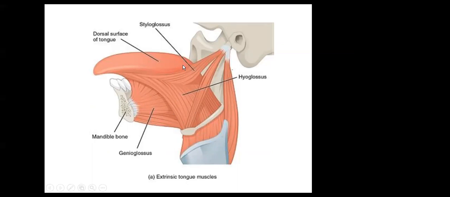The second muscle is the hyoglossus muscle, which arises from the hyoid bone and inserts into the side of the tongue. The third muscle is the styloglossus muscle, which arises from the styloid process and inserts into the side of the tongue. And finally, here are the genioglossus, hyoglossus, and the styloglossus.